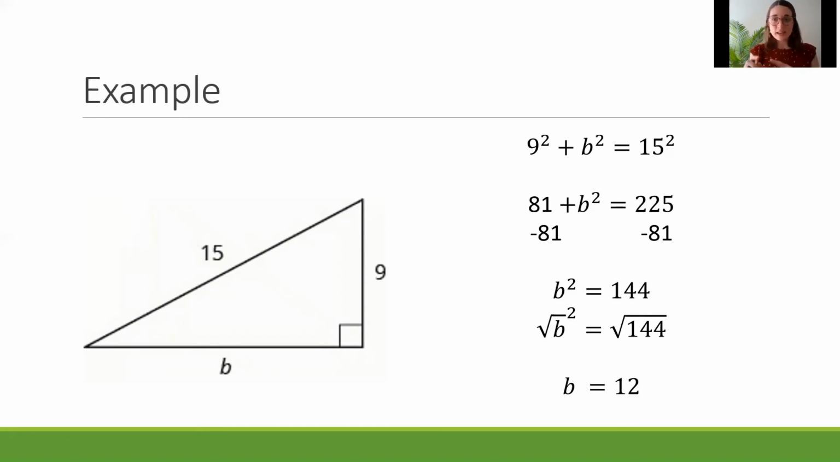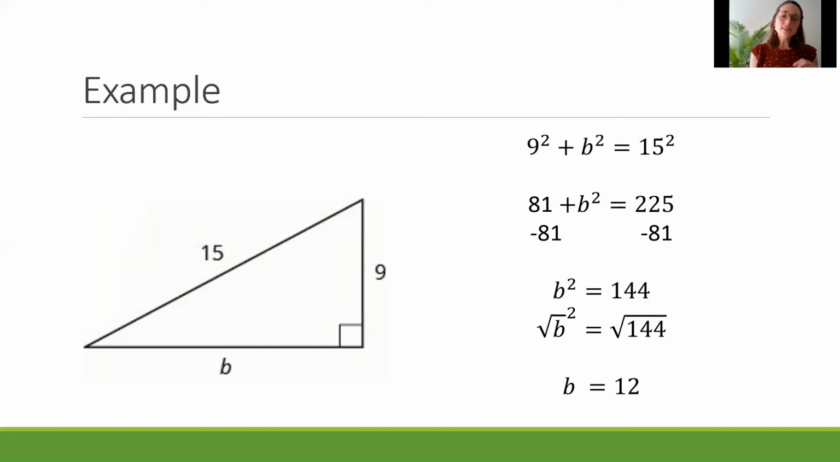Can't be that longest side, 15, so it has to be the 9. So 9 squared. B we don't have, so we'll just keep it as plus B squared. And then we'll put our hypotenuse in, 15 squared. So let's solve parts of this. 9 squared, or 9 times 9, is 81. We're going to keep the B squared there, and 15 squared is 225.